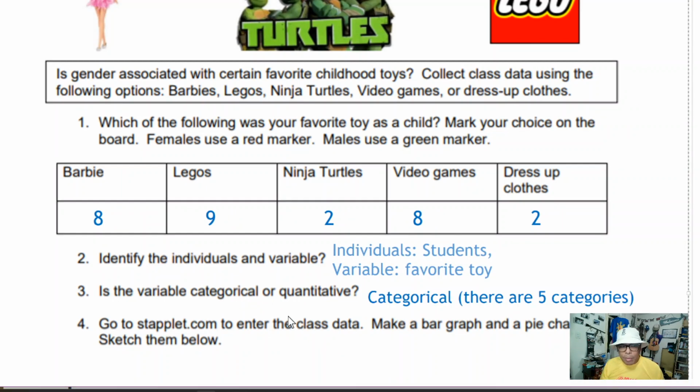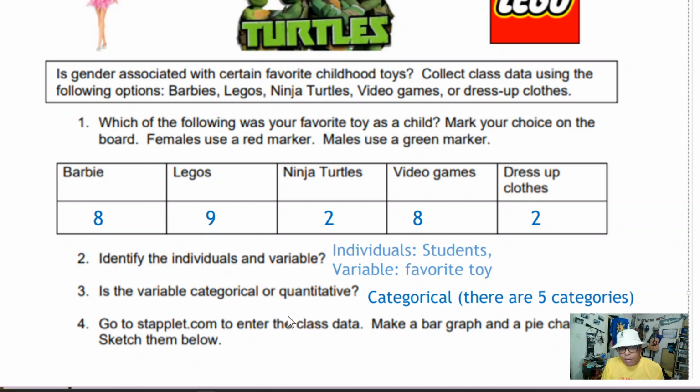Now the rule of thumb here, the difference between categorical and quantitative: when you're doing a categorical variable, what you're actually counting can be done with a tally mark. How many students preferred Barbie? How many played with dress-up clothes? So we're tallying all the students in each category.